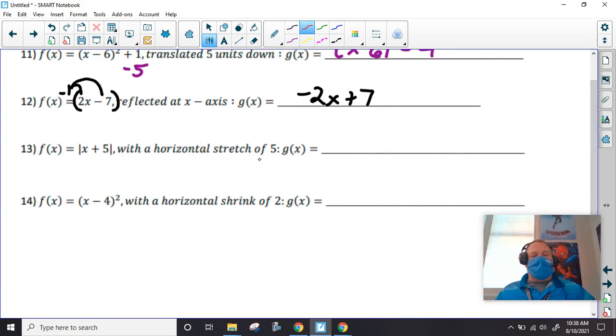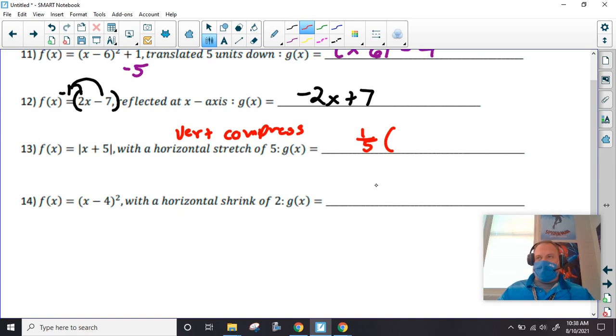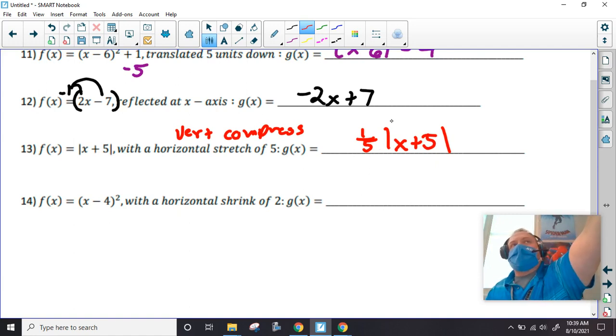So, a horizontal stretch. A horizontal stretch is the same thing as a vertical compress. Now, if it's a compress, that means instead of using 5, it's actually 1/5. And that's supposed to be an absolute value bar of x plus 5. So with that, you're going to put in the a? Yep. Because remember, A's do our reflection on the x-axis, stretch or shrink, and compress.